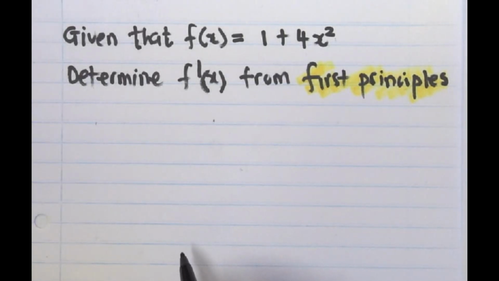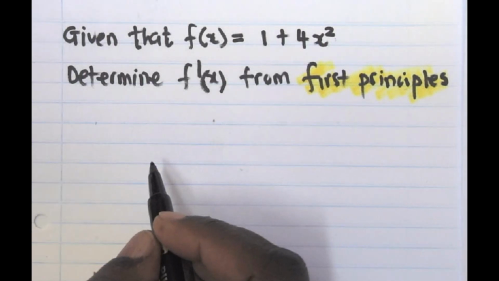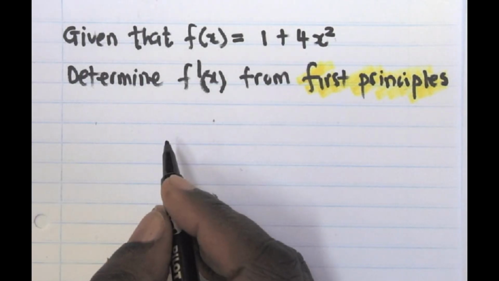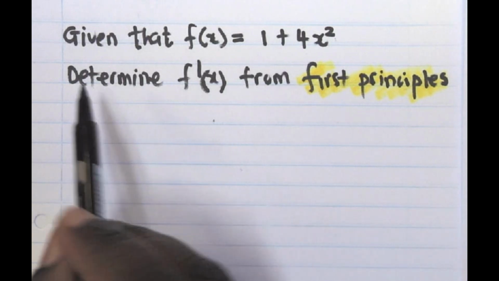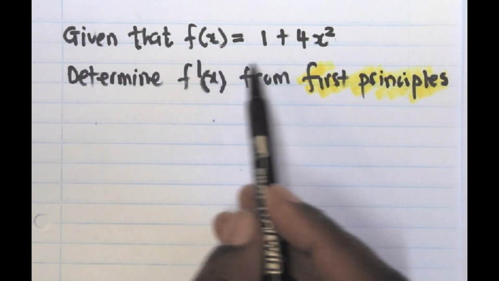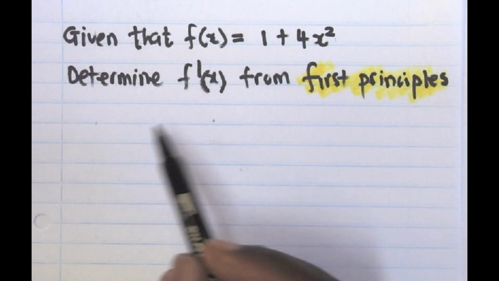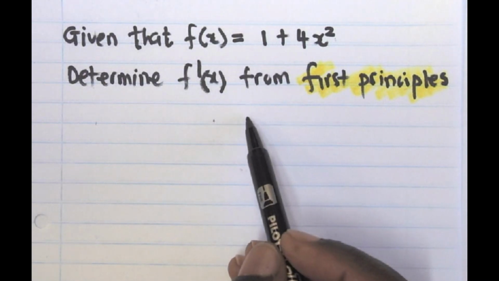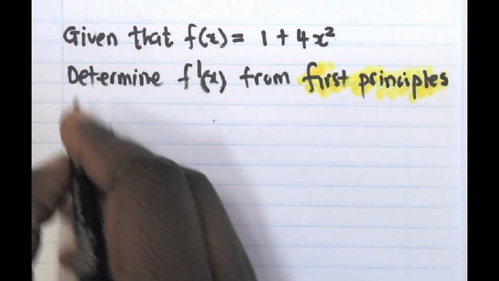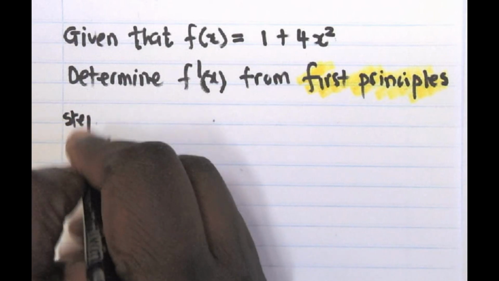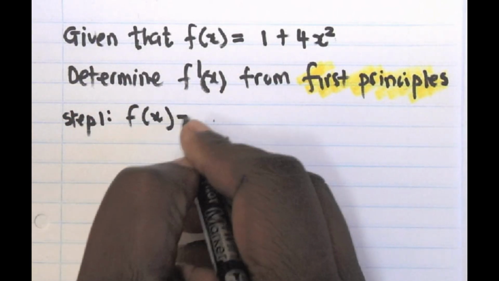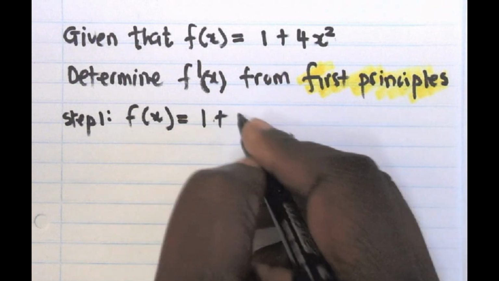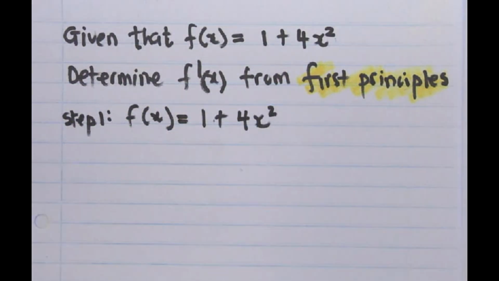Today we are going to look at finding the first derivative from first principles. If you look at the question that I have for you, it reads, given that f of x is equal to 1 plus 4x squared, determine the first derivative from first principle. So step number 1, I'm given f of x is 1 plus 4x squared.